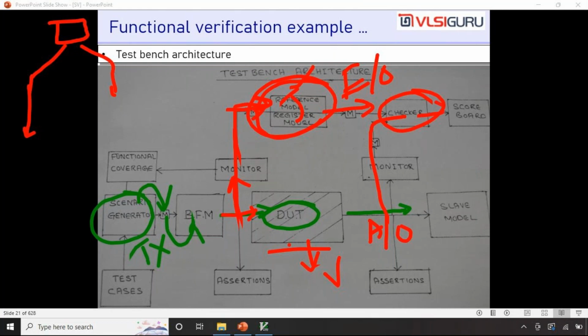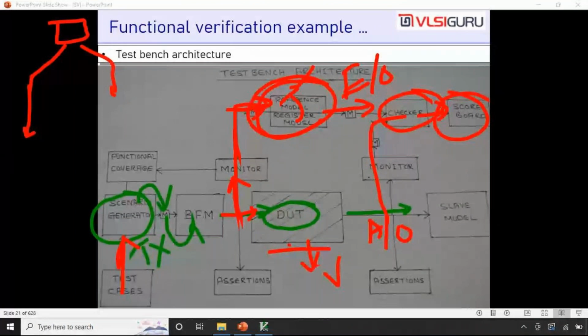Then you have a scoreboard. What is a scoreboard? You all watch cricket. So what is a scoreboard in cricket? How many wickets, how many runs, how many overs, run rate, right? Same thing, scoreboard keeps track. How many transactions, how many mismatches, how many matches, how many failures. Simple, not like cricket, no graphical statistics, nothing. Simple: how many transactions, how many passed, how many failed. That level of thing.